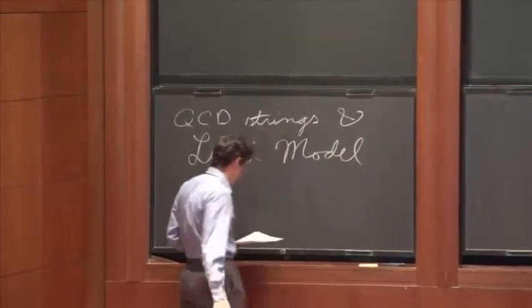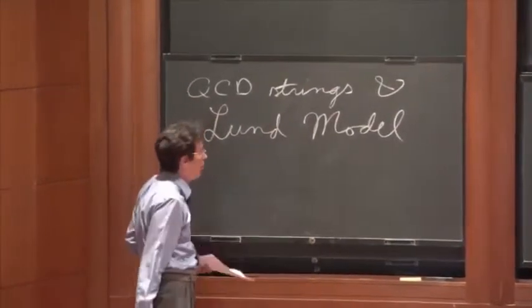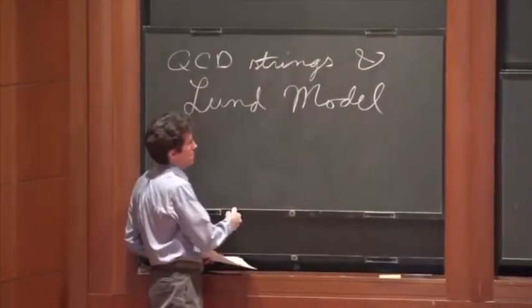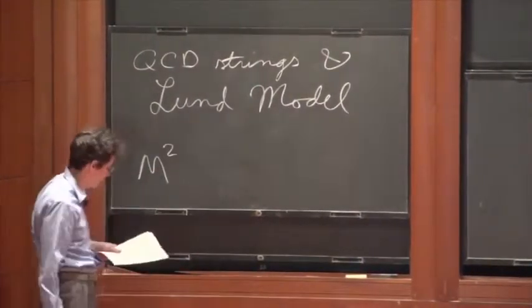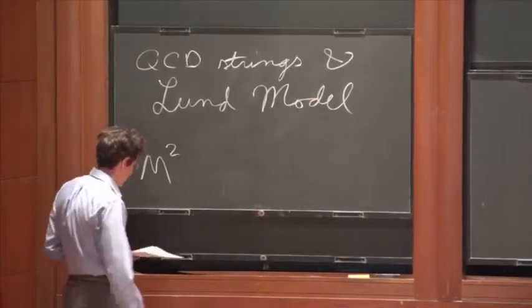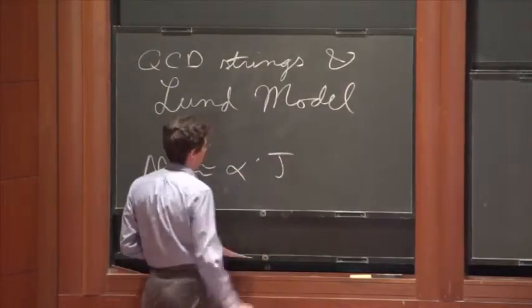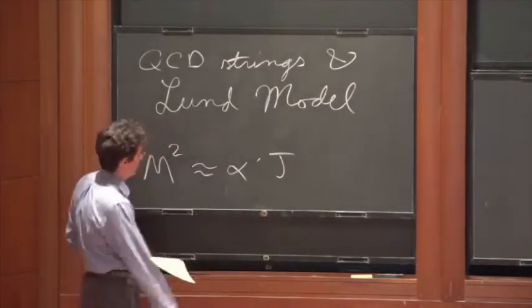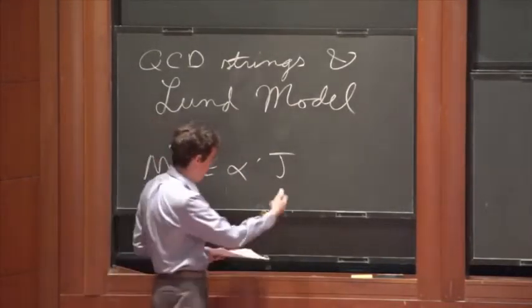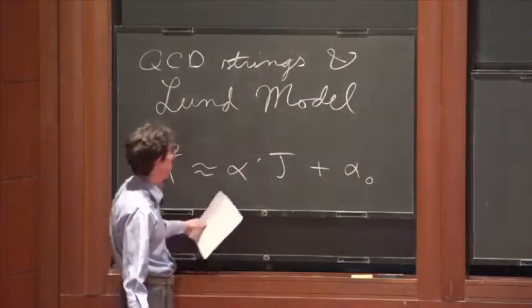So, QCD strings and the Lund model. The very origin of string theory was the observation that mesons follow these so-called Regge trajectories, where the mass squared is some slope, alpha prime, times the angular momentum, perhaps plus some intercept.